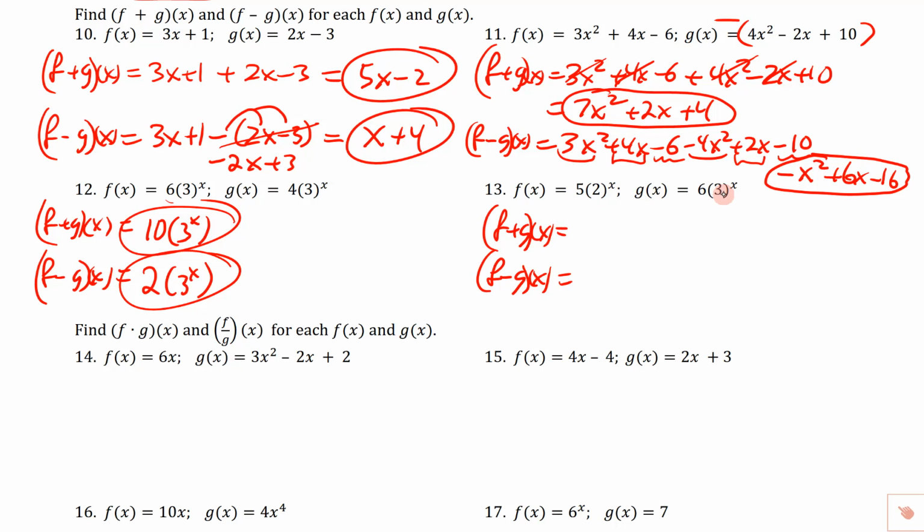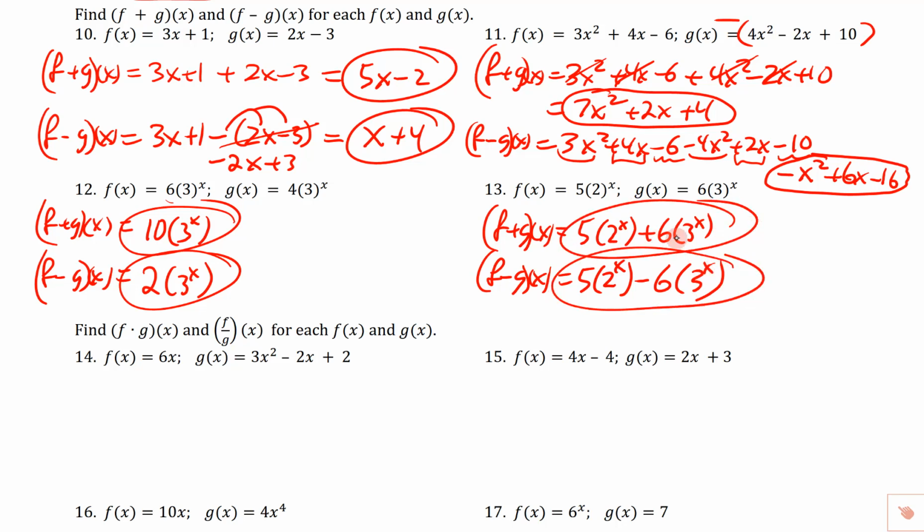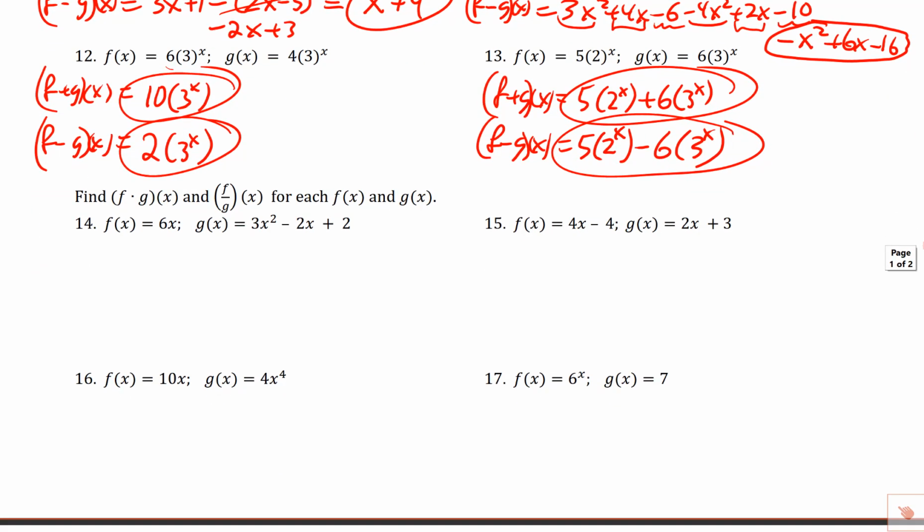So these are not like terms. They don't have the same base, they don't have the same exponent. So we end up with 5 times 2 to the x plus 6 times 3 to the x. And then when we subtract them, we just get the same thing with a minus in between them. Okay? All right. So we are in good shape there. We've got all of those answers. Let's slide down and take a look at the bottom of the page.